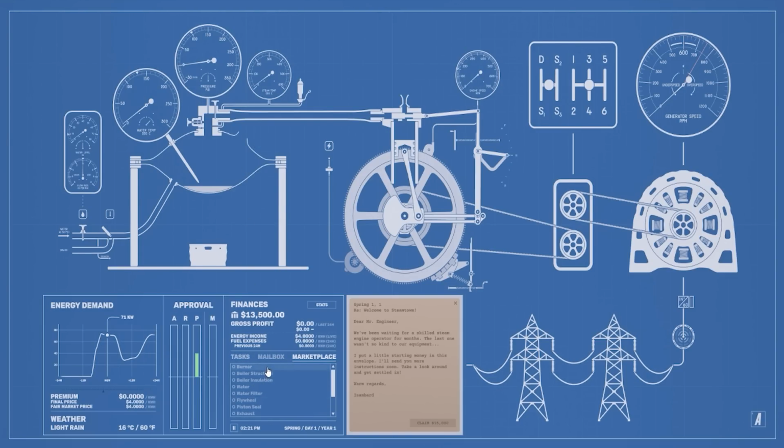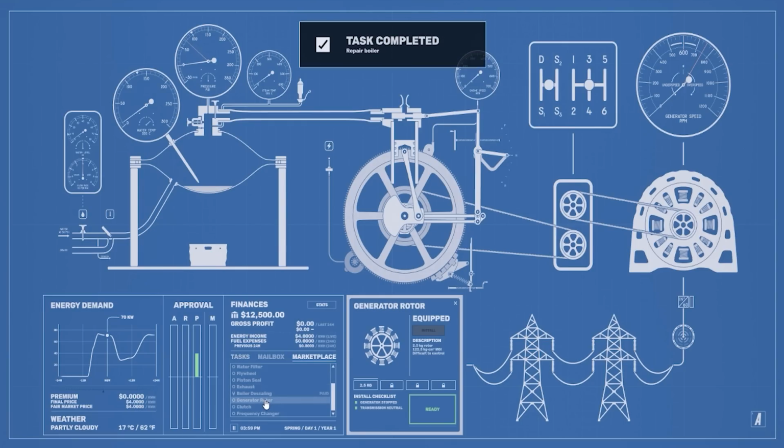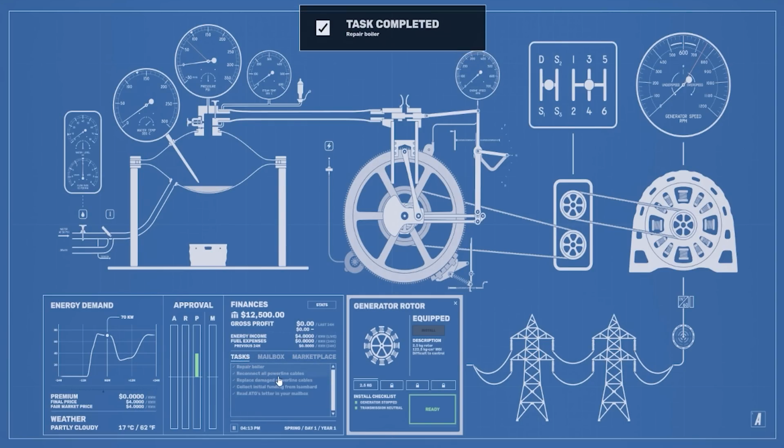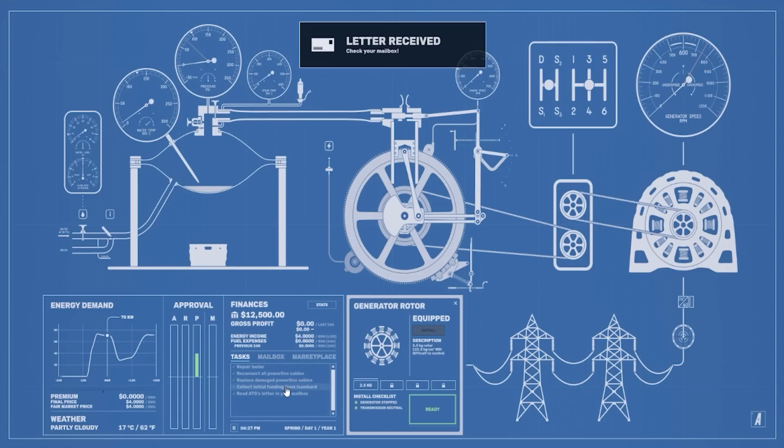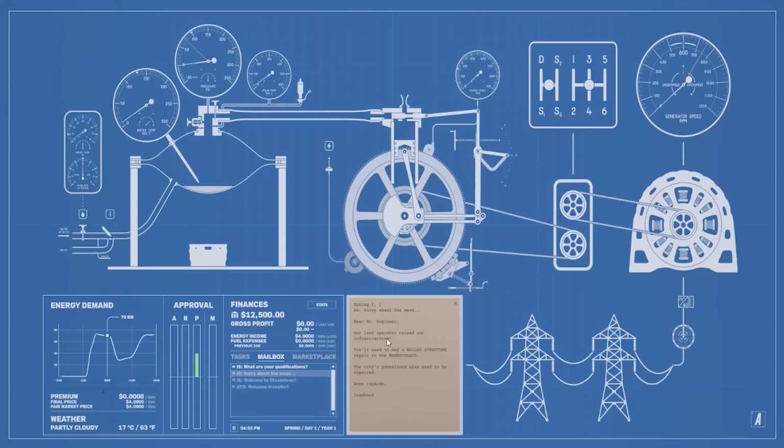Okay, let's just go down and see about the, yes, we'll repair the boiler structure. So there we go, and it is repairing. Boiler insulation is ready, water is ready, flywheel. So it looks like you can break the engine at some point. Tasks is repair the boiler, reconnect power cables, replace damaged power line cables, and read the letter. Sorry about the mess. Yes, our last operator ruined the infrastructure. You'll need to buy boiler infrastructure in the marketplace.